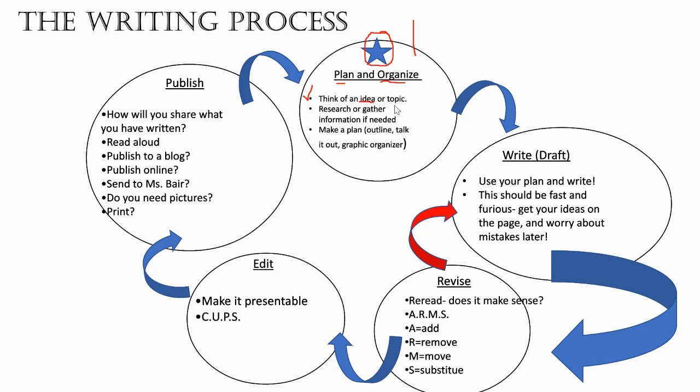But say you were writing nonfiction, you might have a topic like, I don't know, you're going to write all about sloths. Then you might need to research or gather information. That's usually for nonfiction writing. So, you might need to gather information about what sloths eat and where they live. But for our story, we get to skip this step because we don't really need to research a fiction story. And then the final step is to make your plan.